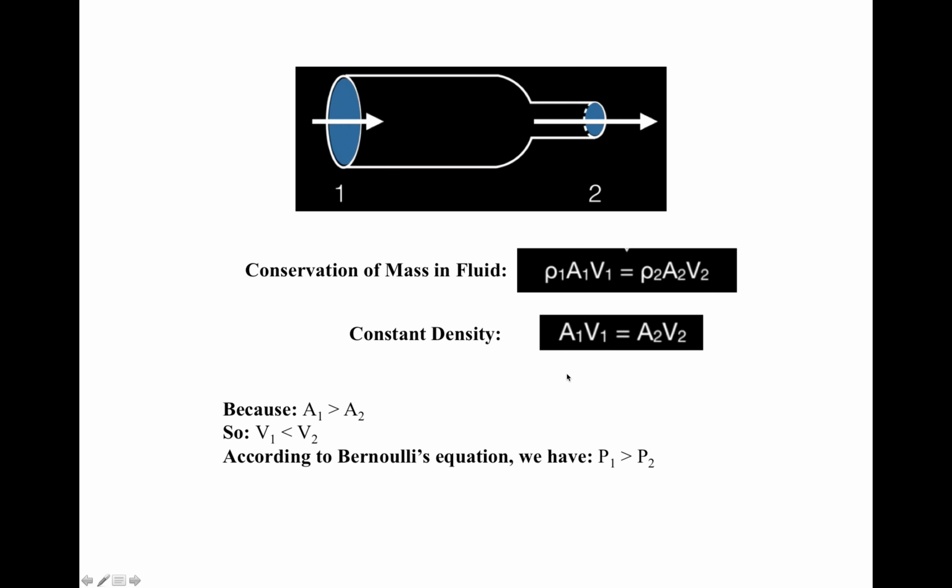Because A1 is larger than A2, V1 is smaller than V2. According to Bernoulli's principle, if V1 is smaller than V2, then the pressure at location 1 must be larger than the pressure at location 2. So we have P1 larger than P2. If we know the relation between the cross-sectional areas, we can derive a relation between the pressure at these two locations. And that's Bernoulli's equation and Bernoulli's principle.